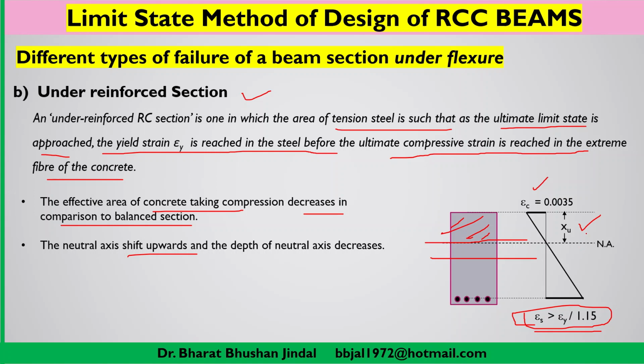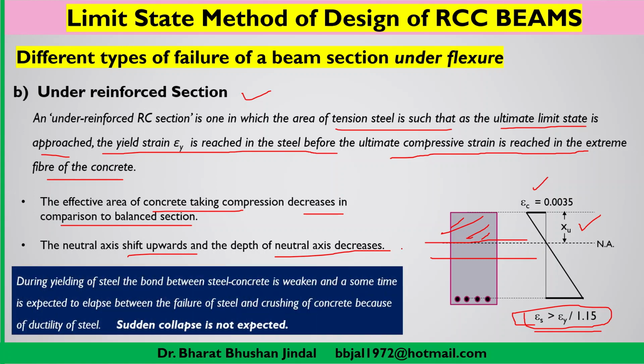Neutral axis shifting upward means the effective area decreases and the depth of the neutral axis has decreased in comparison to the depth in the case of a balance section. So what we are going to conclude here is that during yielding of the steel, when steel reaches its ultimate stage and concrete has not reached it, then what will happen? Then the bond between the steel and concrete will be just broken or weakened. So that means concrete will get detached from steel, and some time will elapse. That means you will get some time between the failure of steel and crushing of concrete.